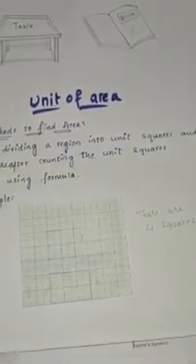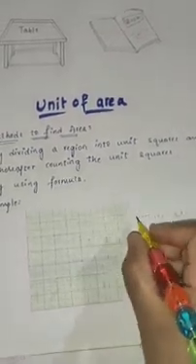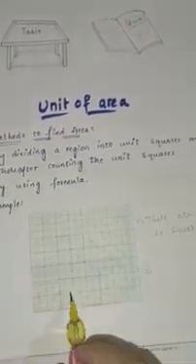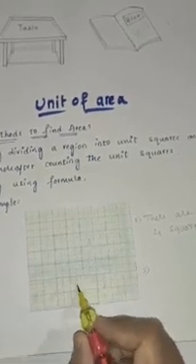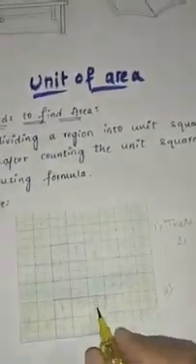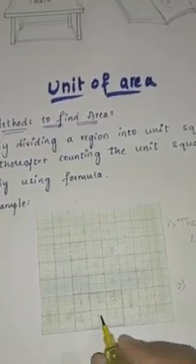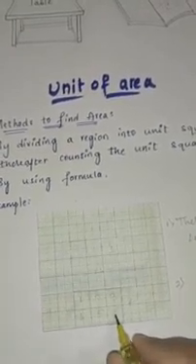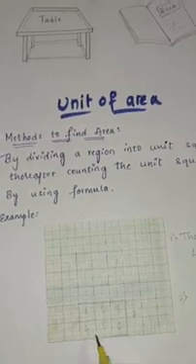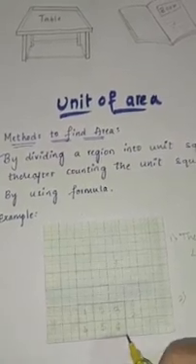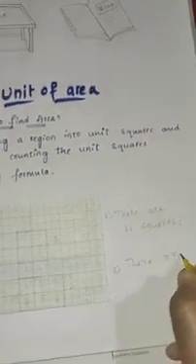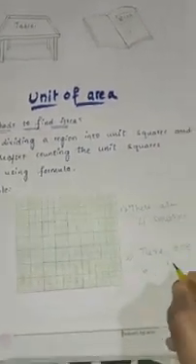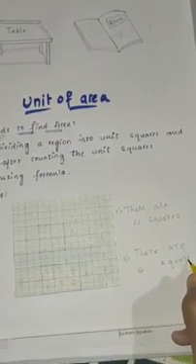So this is about the first figure. What about the second figure? This is the first box, the second box, the third box, the fourth box, the fifth, and this is the sixth box. Right? So how many small squares are there in this figure? Yes, there are 6 squares.